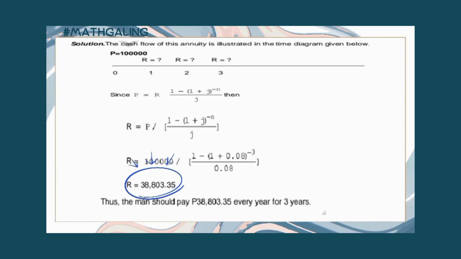803.35. Thus, the man should pay 38,803 and 35 centavos every year for 3 years.